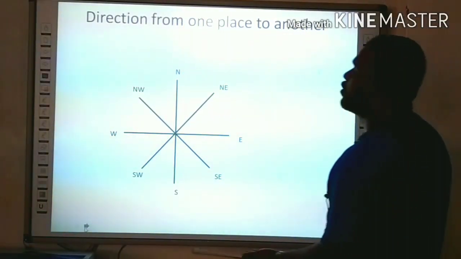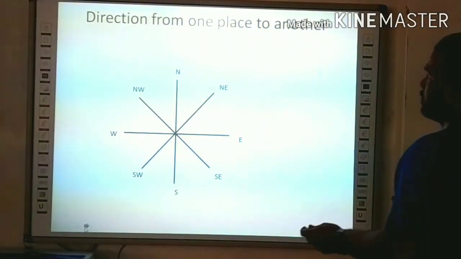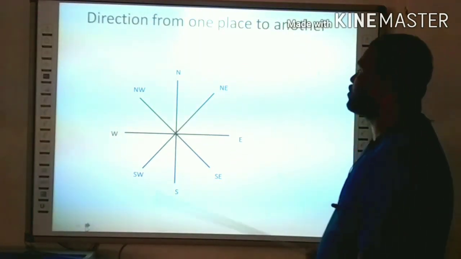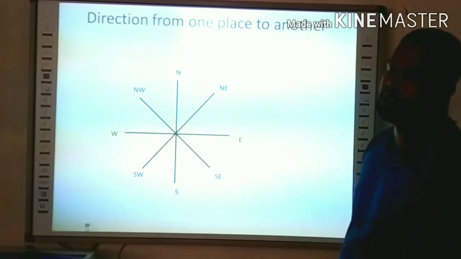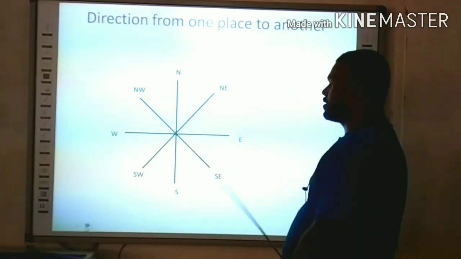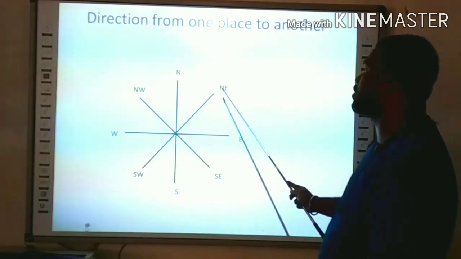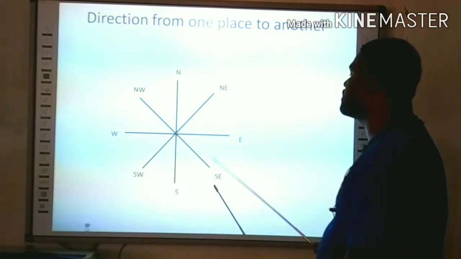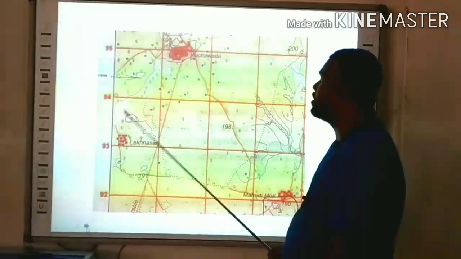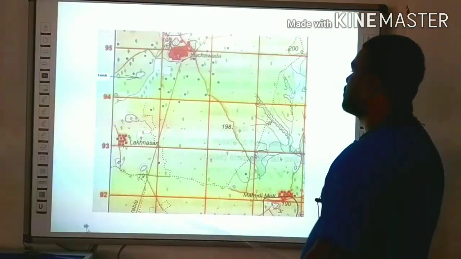Now, direction from one place to another. As everybody knows, direction is very important. It helps us to locate places. There are north, south, west and east. These are called cardinal directions, whereas northeast, northwest, southwest and southeast are called intermediate directions. Now let's see how direction helps us to find the direction of places in topographical maps.